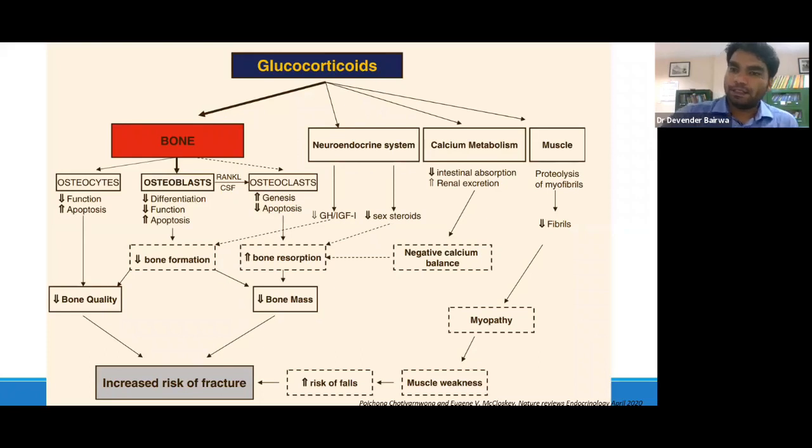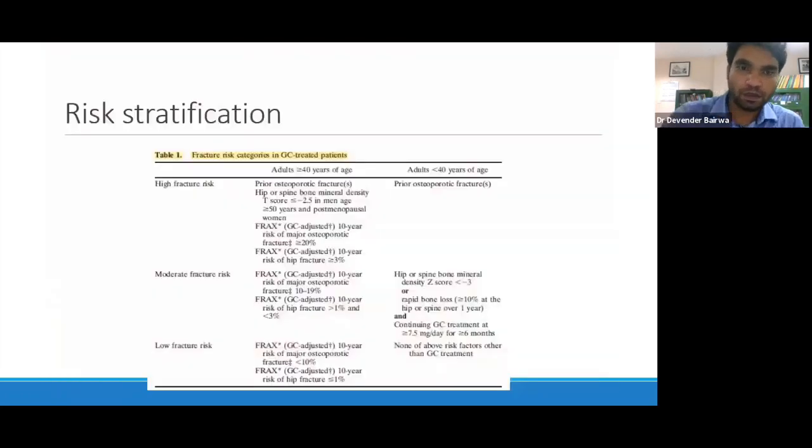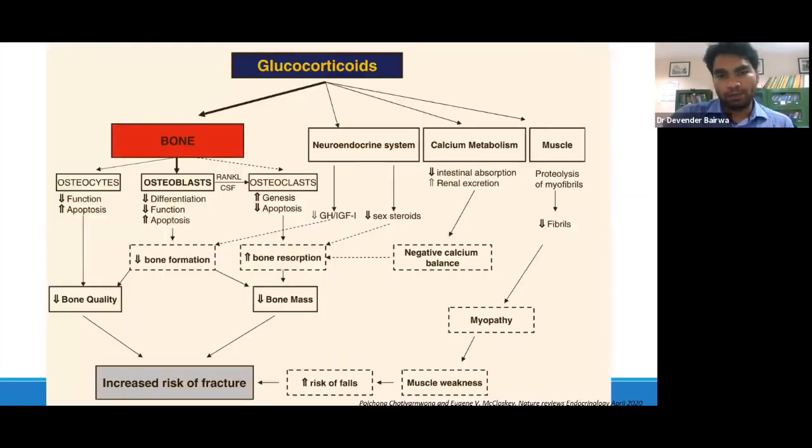And as far as muscles are concerned, when you provide steroid for long term, then proteolysis of myofibrils, myopathy can occur, muscle weakness can occur, and it can lead to increased risk of falls. So apart from reduced BMD and reduced bone quality, there are other pathways and factors through which there is increased risk of fracture with steroid use. So this is about the pathogenesis of how steroid is contributing towards poor bone quality and increased osteoporosis risk. Now, how to assess the risk and how to stratify it.